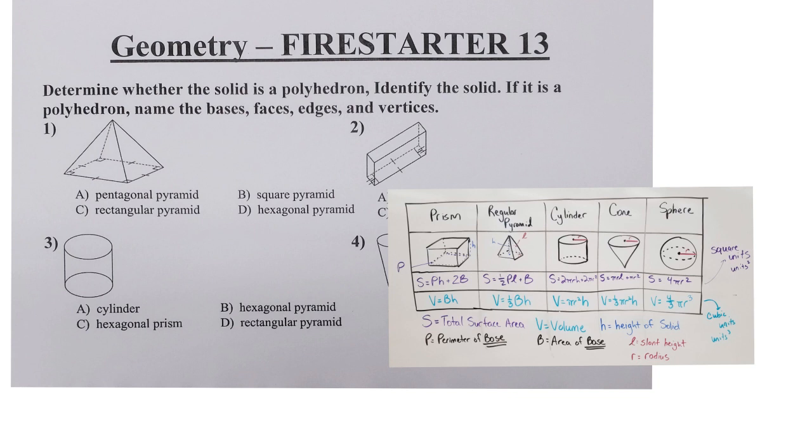Alright, Firestarter 13 is introducing 3-dimensional shapes and solids. Alright, so determine whether a solid is a polyhedron. Remember, we determine things whether a polygon if they failed some criteria. Same thing with the polyhedron. A polyhedron has to be a shape with identifiable edges, bases, faces, and vertices. So for example, anything that's rounded cannot be a polyhedron. So cylinder, cone, sphere, they are not polyhedrons.